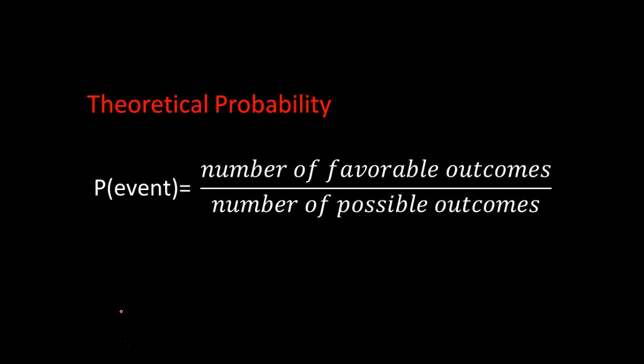Alright, let's go into theoretical probability. Theoretical probability is the number of favorable outcomes over the number of possible outcomes. So this is an equation that we'll use throughout our examples today.